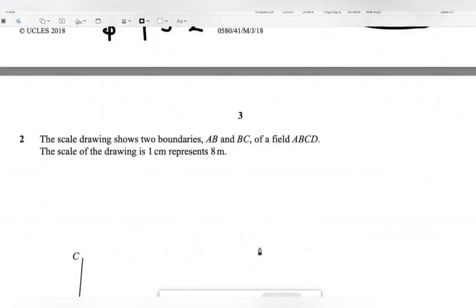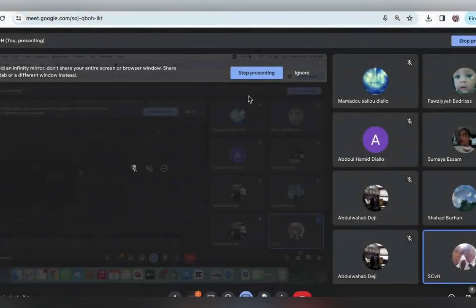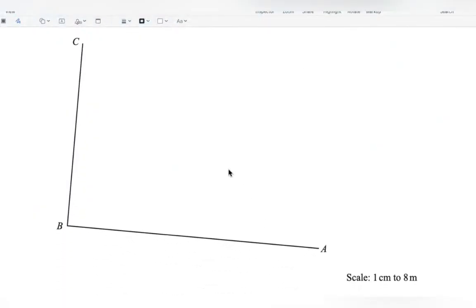Okay, so we move on to the next question. We're done with question 1, so we go to question 2. Question 2 is construction. I will just show it, and then you should be able to construct it. The scale drawing shows the boundary AB. This is line AB.